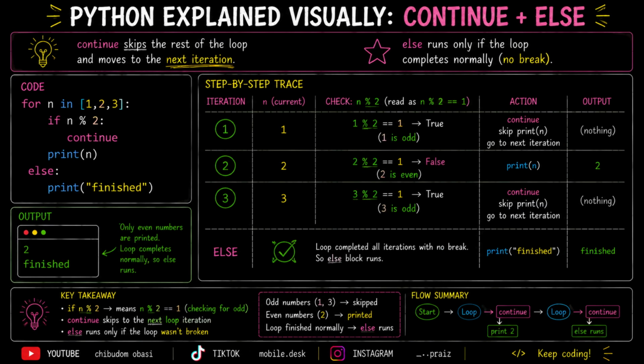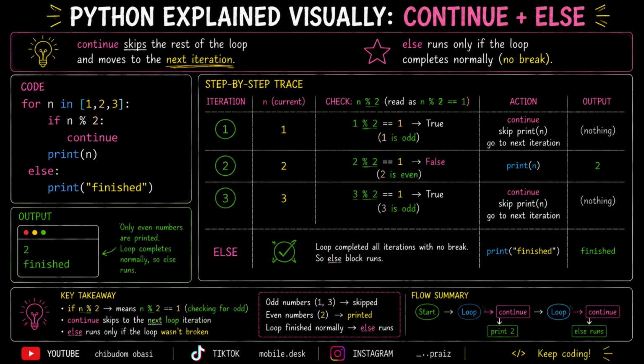Okay, so if we have for n in 1, 2, 3, and we have if n modulo 2, continue, and then we print n, else print finished. What do you think the output for this code is going to be? The code is on the screen. I'm going to give you a few seconds. You can pause the video and let me know what you think the output is going to be in the comment section below.